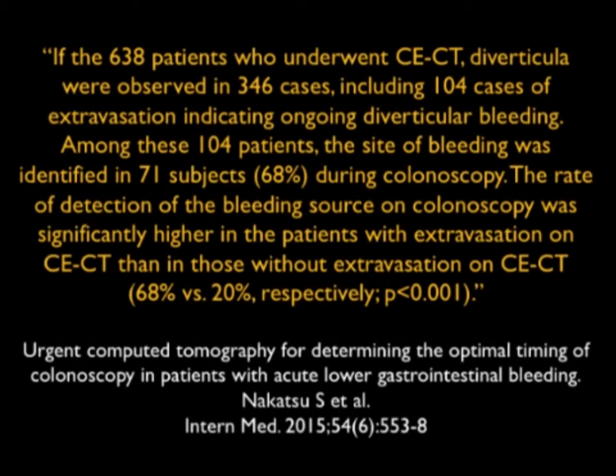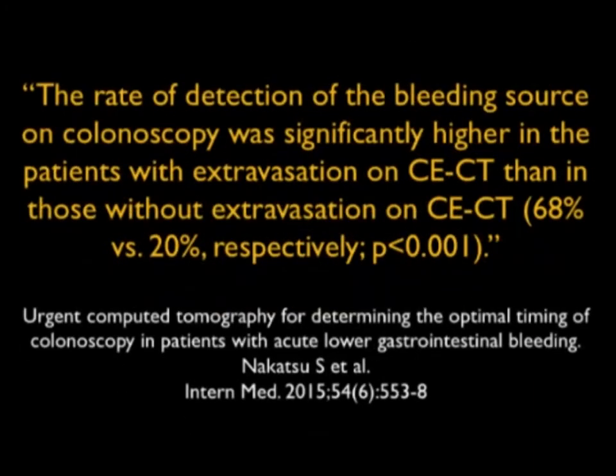In this case, there were 104 patients with extravasation. Of these 104, the site of bleeding was identified in 71 during colonoscopy. The rate of detection of the bleeding source in colonoscopy was significantly higher in patients with extravasation on CT than those without, 68 versus 20. So what this article is making the point is that CT is the way to go. If you see CT bleeding, colonoscopy is not always going to be positive, only in about 2/3 of cases. But if CT is negative, it probably isn't worthwhile doing colonoscopy to look for a site of bleeding. Again, CT becomes the key study in triaging our patients.